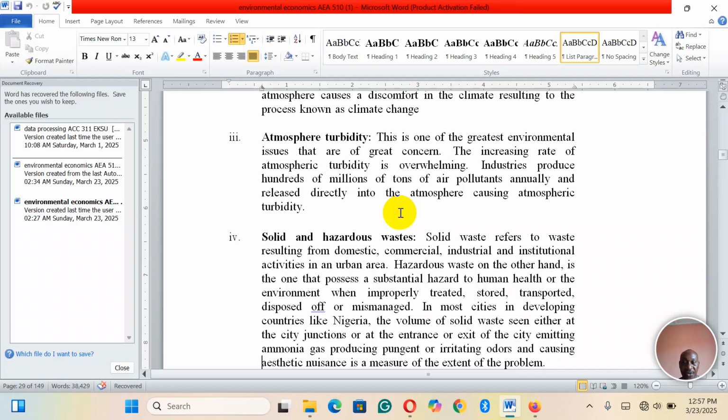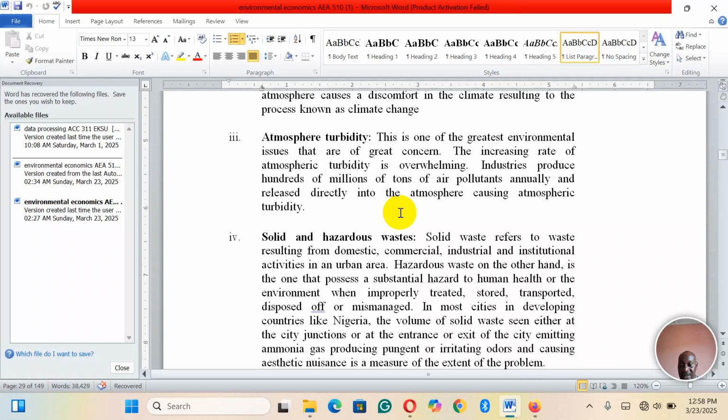And then four, solid and hazardous waste. Solid waste is often referred to as waste resulting from domestic, commercial, industrial, and institutional activities in an urban area. Hazardous waste, on the other hand, is waste that possesses a substantial hazard to human health or the environment when improperly treated, stored, transported, disposed of, or mismanaged.